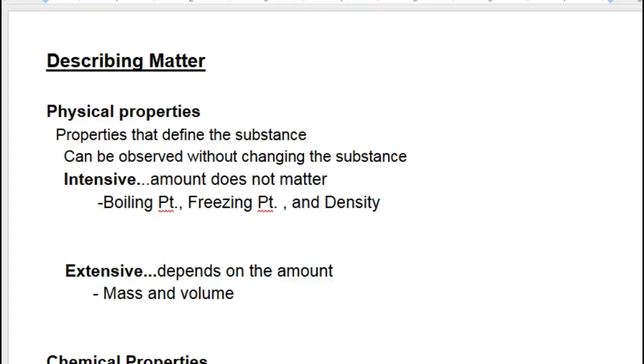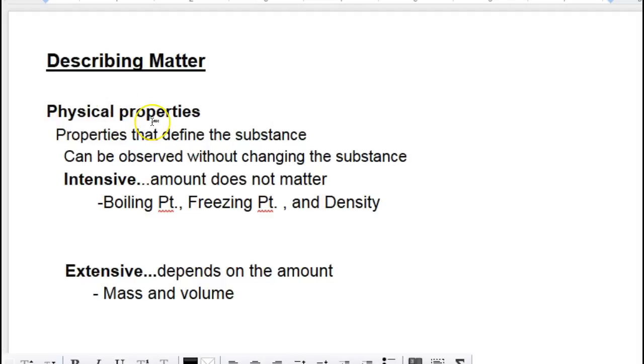Okay, this is going to be our notes on matter, actually describing matter or identifying matter. And I don't have a real good use of a pen here, so you're going to have to bear with me. My writing ability is not very good, so I'm going to have to type some in. I hope that works all right for everybody. But here we have describing matter.